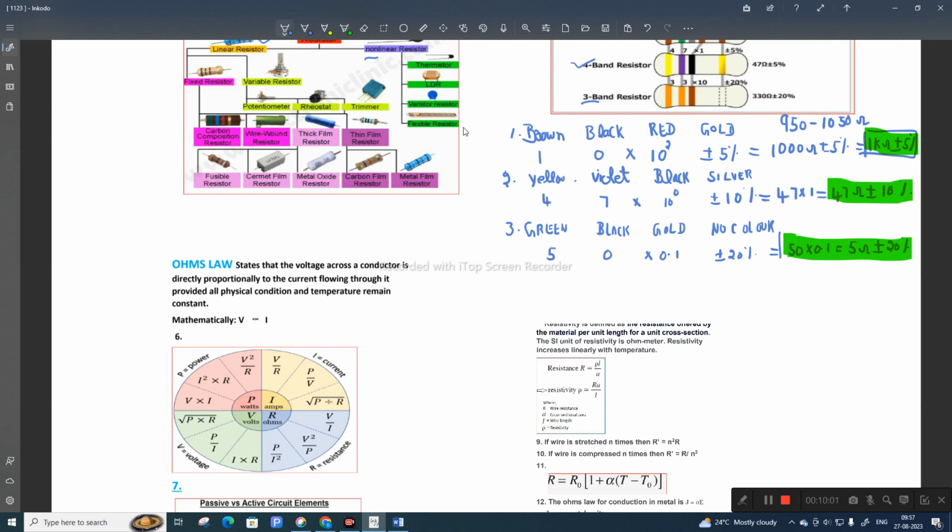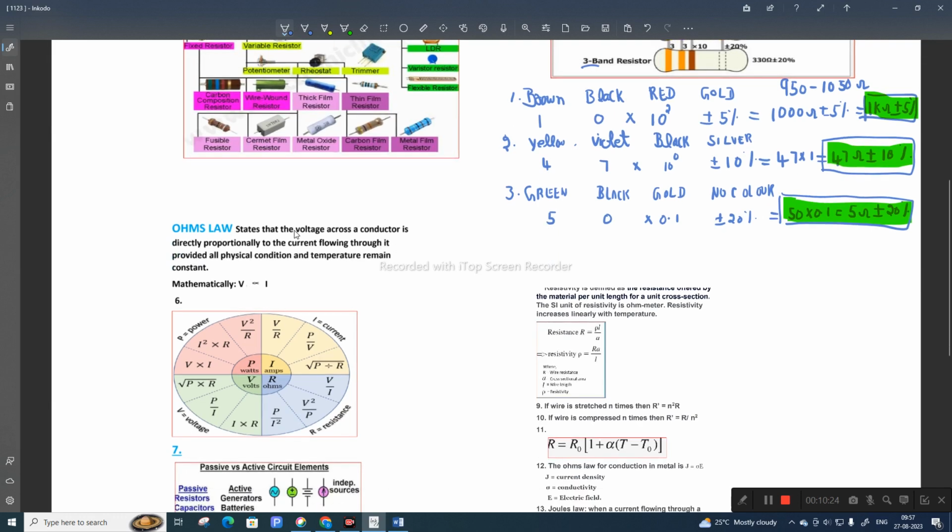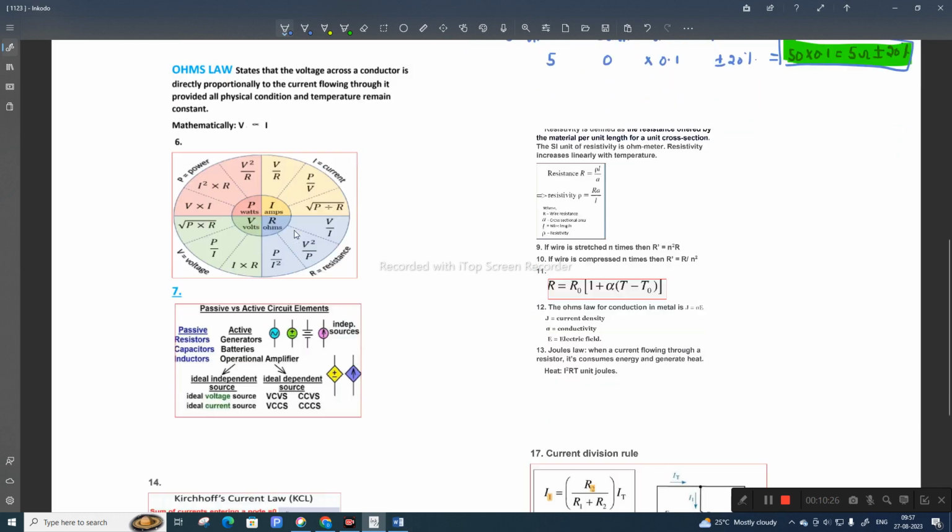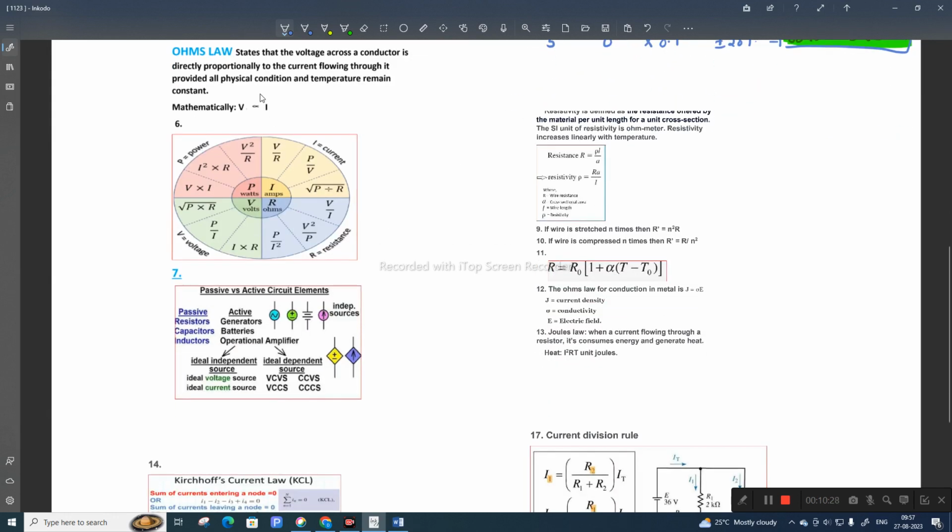This is the answer for this. Like that you have to practice. And in the reverse way also, they will ask the question what is the color code of 47 ohms, or they will give this type of questions. So vice versa you should be able to answer in the examination. Let's move to the next topic, Ohm's law.